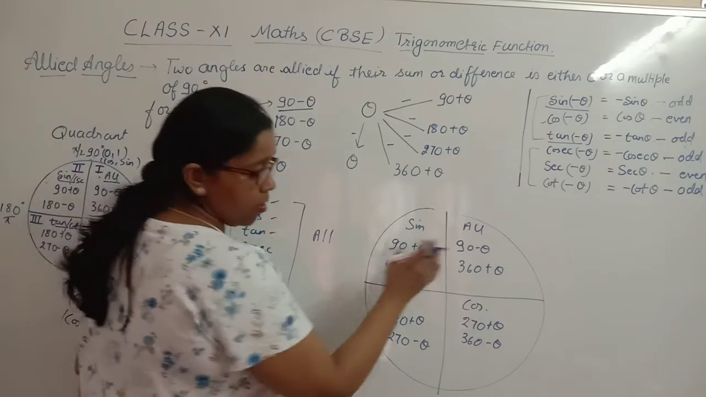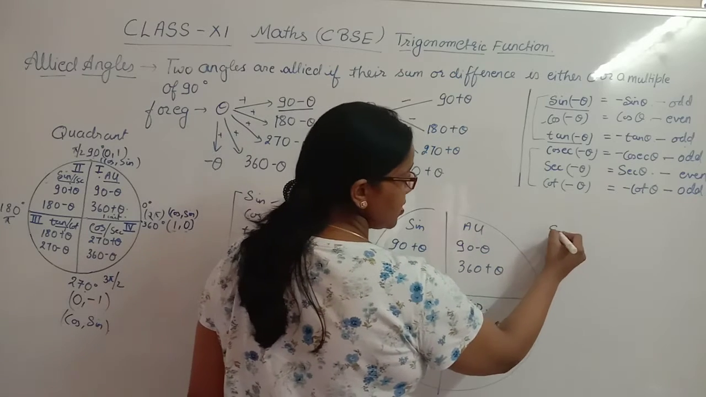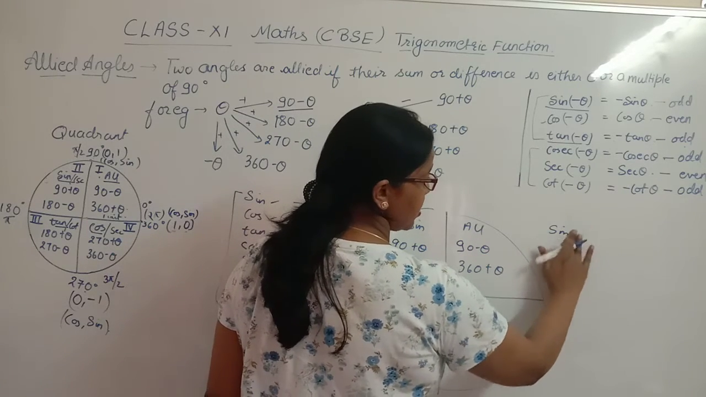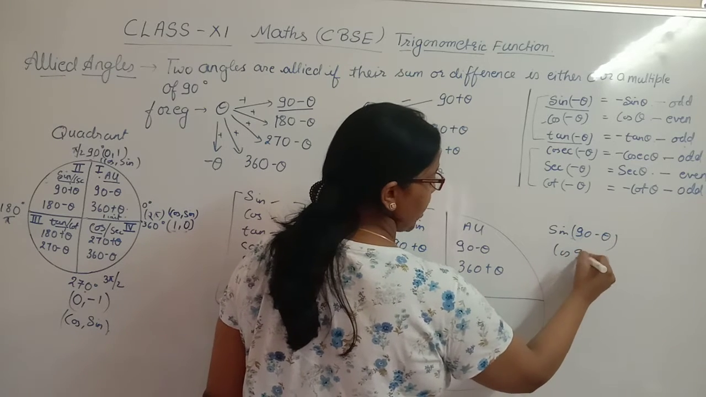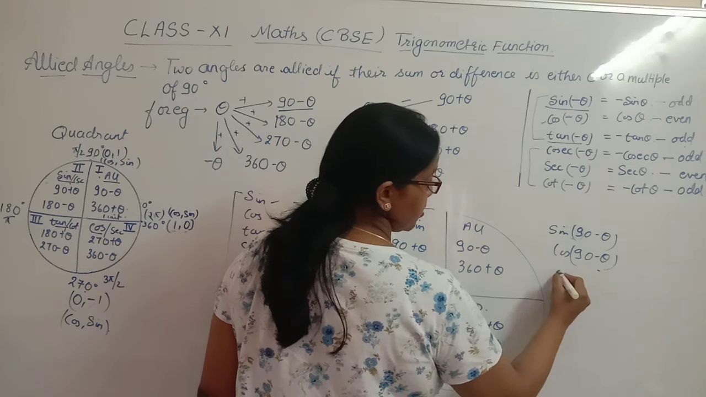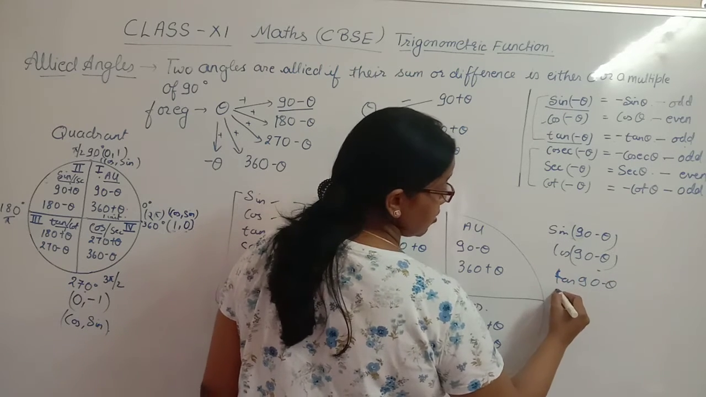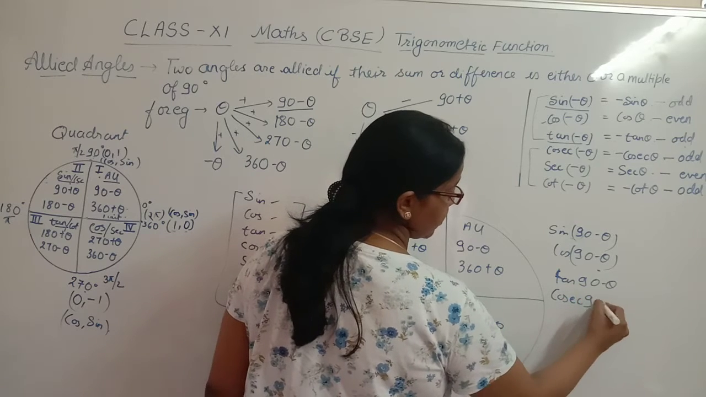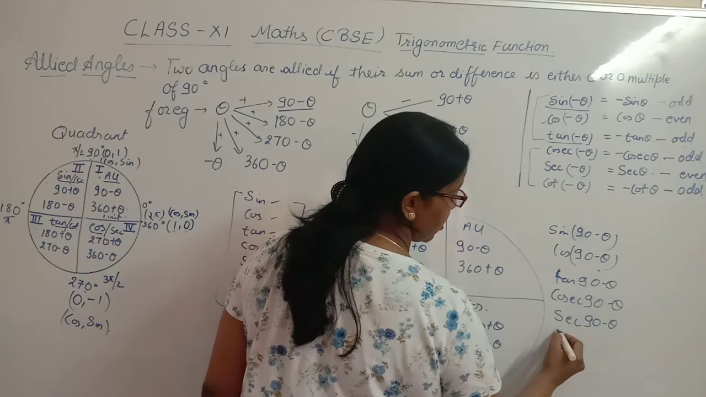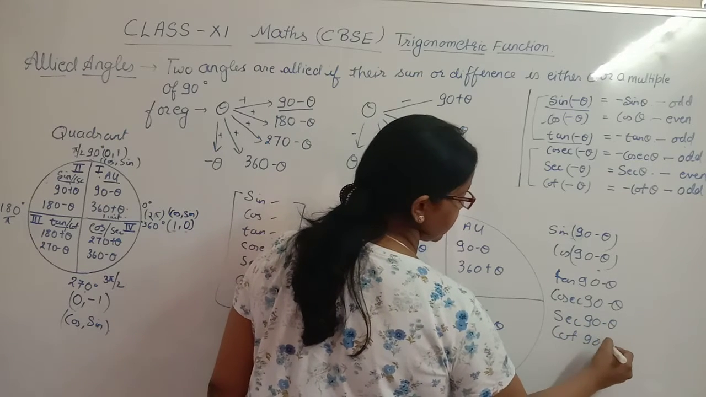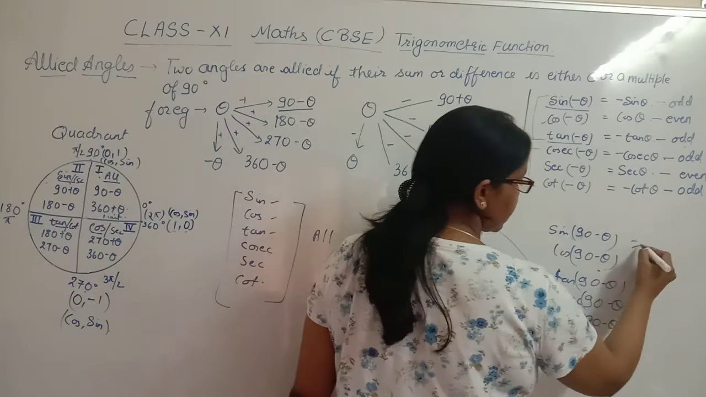Now all positive, what does it mean by all positive? It means sine 90 minus theta, cos 90 minus theta, tan 90 minus theta, cosec 90 minus theta, sec 90 minus theta and cot 90 minus theta. For all these values, the answer will be what?